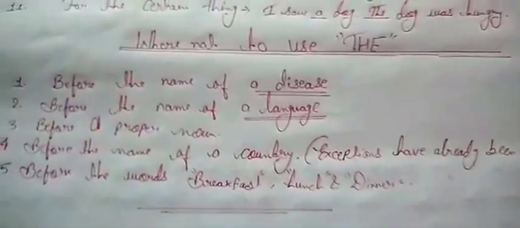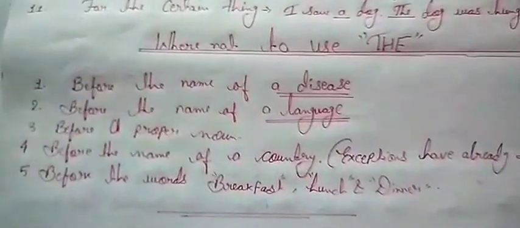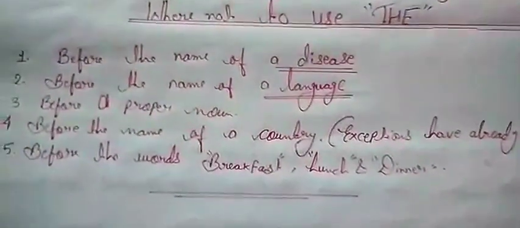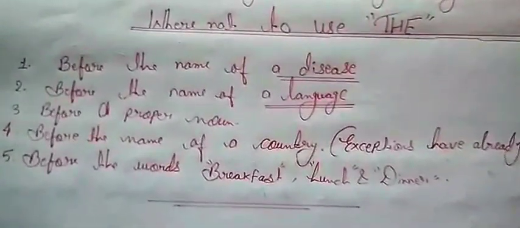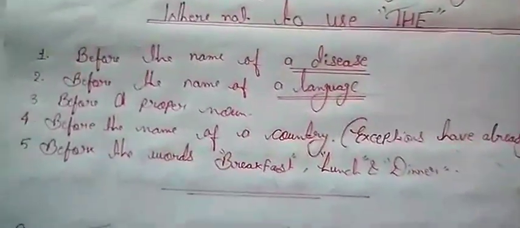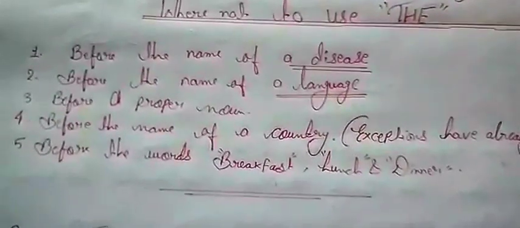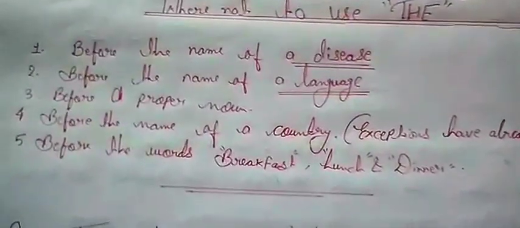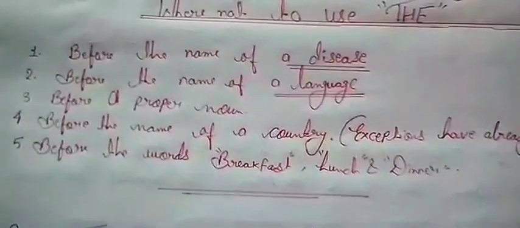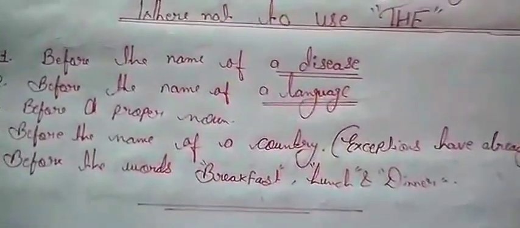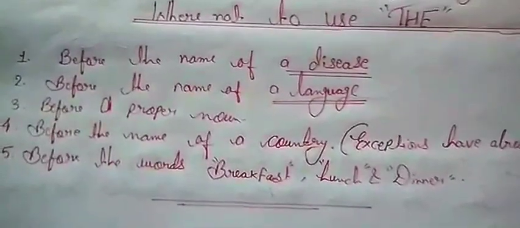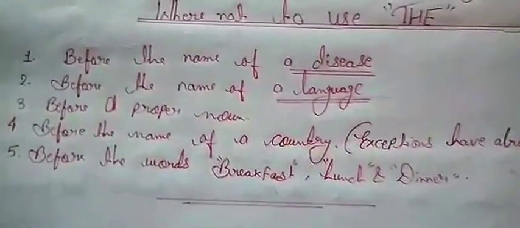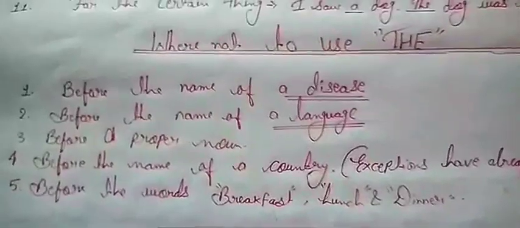So let's see: before the name of a disease, we can't use the. Before the name of a language, we can't use the. Before a proper noun, before any proper noun there is no use, or there we can't use the article. Before the name of a country, we can't use the.